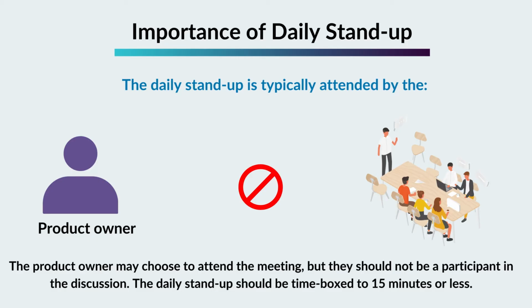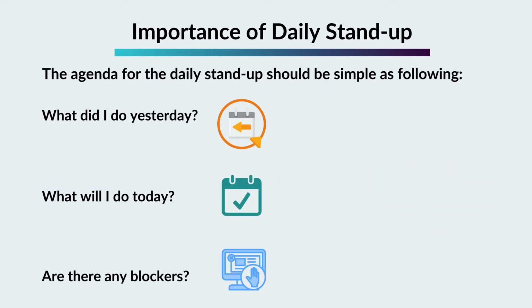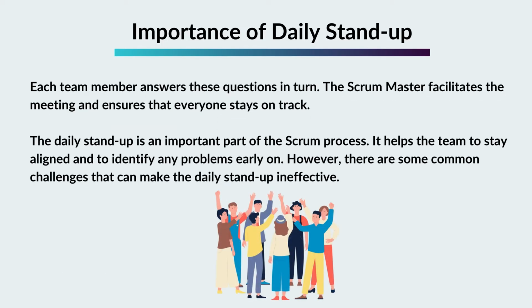The agenda for the daily stand-up should be simple as following. What did I do yesterday? What will I do today? Are there any blockers? Each team member answers these questions in turn. The Scrum Master facilitates the meeting and ensures that everyone stays on track.